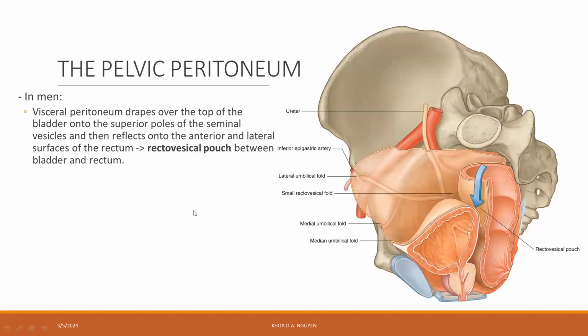Now it's going to be in the male. The male cul-de-sac is also called the rectovesical pouch, and it's going to be in between the rectum and the urinary bladder. That's it. In the male, it's much simpler than in the female.